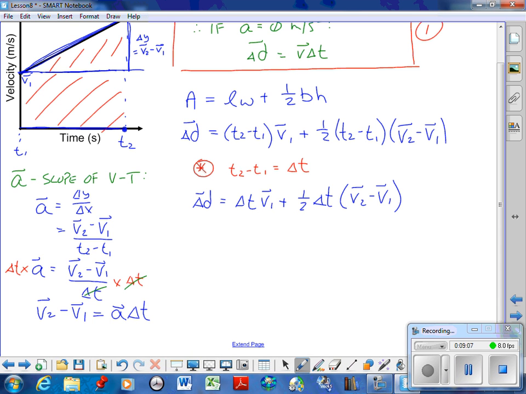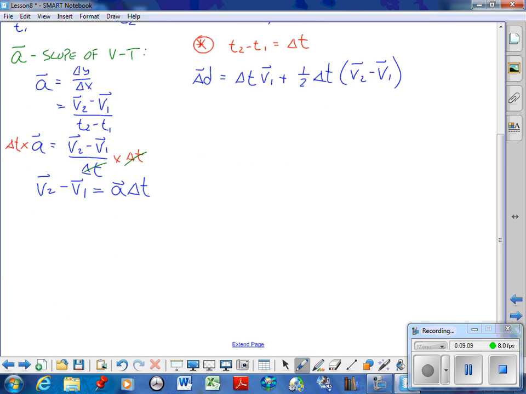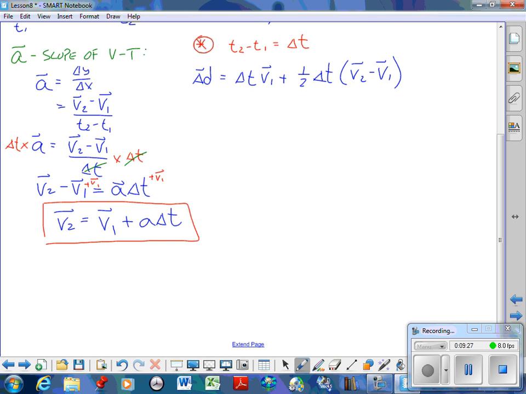Or finally, v2 is equal to v1, so I just add v1 to both sides, just doing some algebraic manipulation, plus a delta t. At this point, I'm going to box this one up, and there is our second kinematics equation, and a very important one.